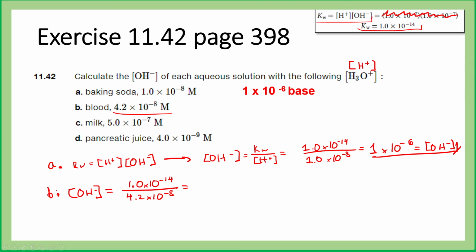In that one, you need to use your calculator, and the answer will be 2.38 times 10 to the minus 7. And that's the answer. I will let you do the other two for homework, and I will finish the video here. So thank you, and please check the next video.